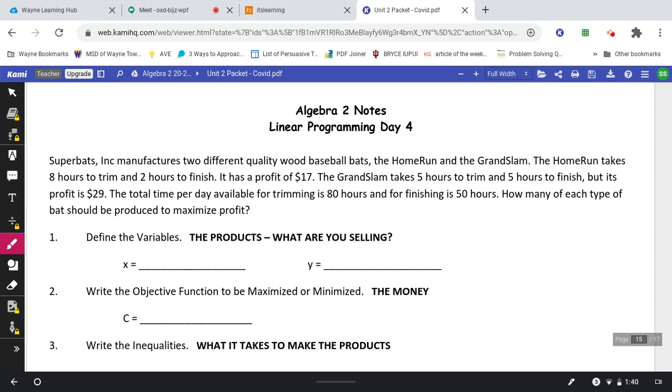These are the linear programming day 4 notes. Feel free at any time during this video, if I'm moving too fast, to pause the video and get caught up. So this one is about Super Bats, which makes two different qualities of bats, the home run and the grand slam. Those are going to be our variables.